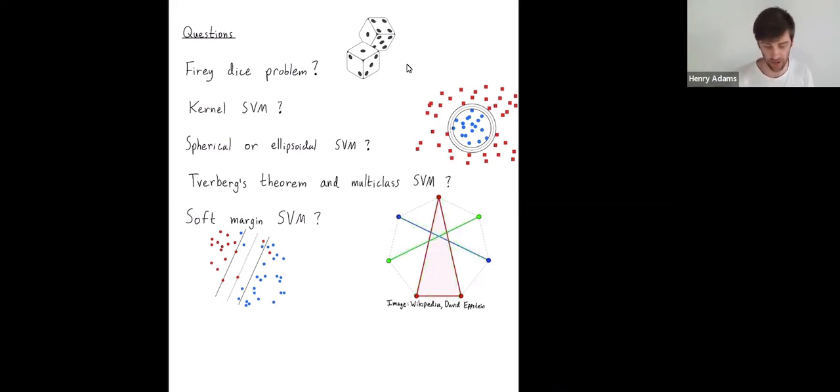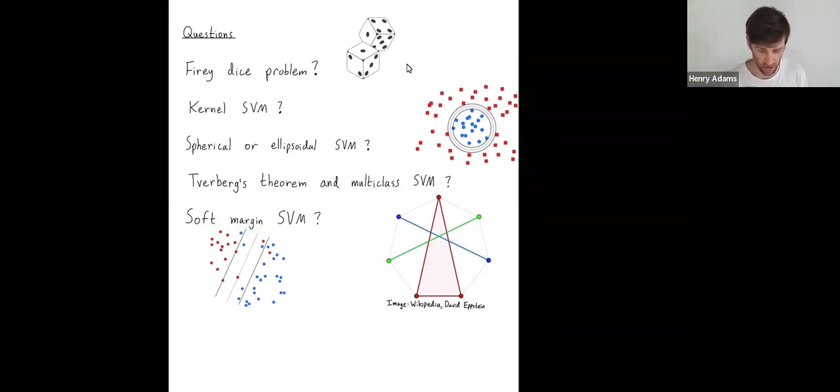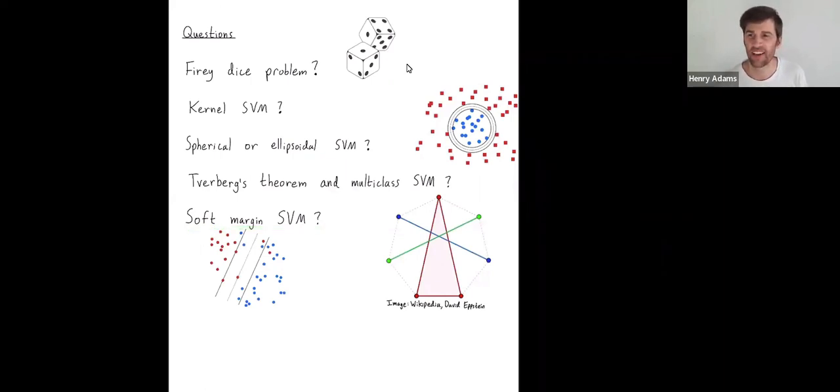So can Tverberg's theorem be applied to say anything about the various versions of multi-class support vector machines that exist? And it'd also be nice to know if you could say things mathematically about soft margin support vector machines where the data is not linearly separable, because this is what's used in actual applications of support vector machines to data analysis. Okay, well, I'll end there.